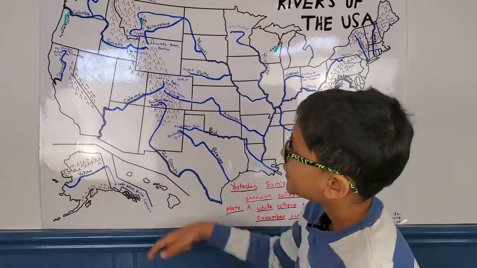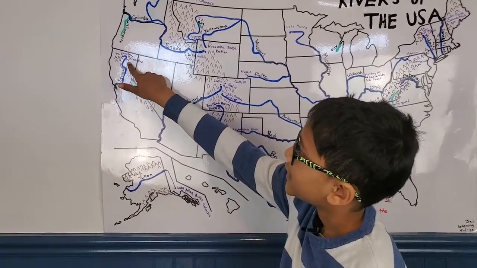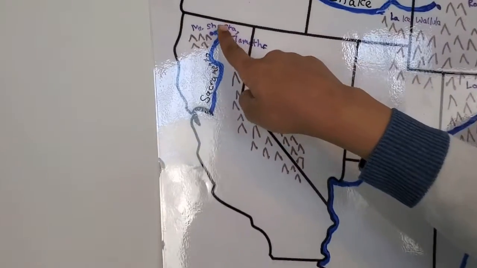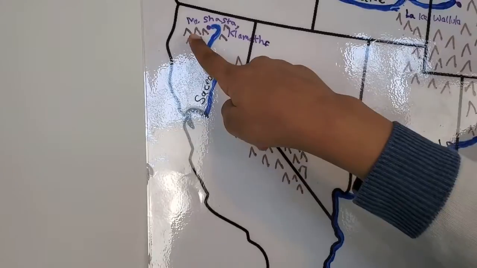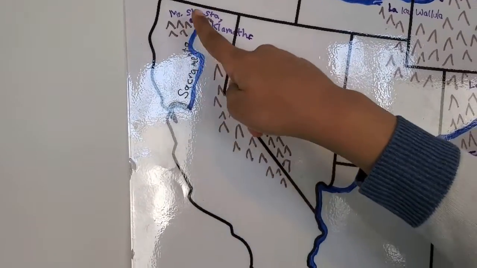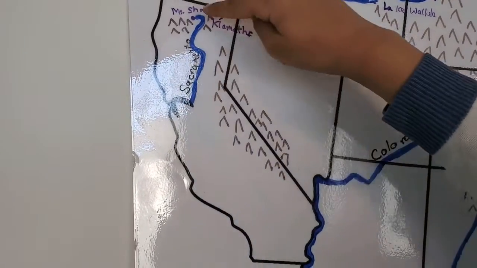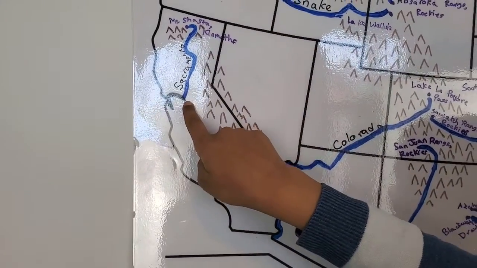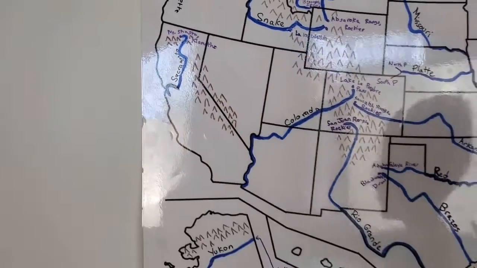Let's see the Sacramento River. The Sacramento River is formed in Mount Shasta in the Klamath Mountains, which you can see over here. These are the Klamath Mountains. So it flows through California, part of California, and then empties out in the San Francisco Bay.